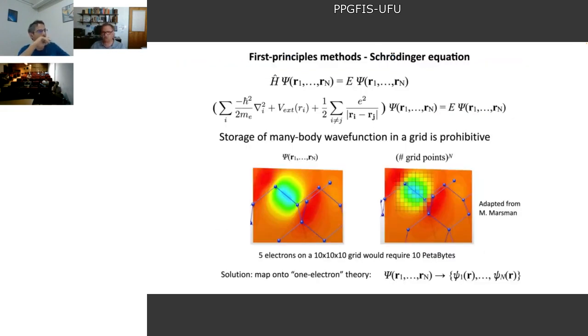First principles means we start from the basic quantum mechanics equation. It's easy to write. You can just use a page, you can write it down. However, you cannot solve it that easily, especially because of the electron-electron interaction, the term here in the middle. If you try to solve it by brute force, in a numerical way on a grid, you realize that to describe 5 electrons on a 10 by 10 by 10 grid would require 10 petabytes. So you cannot do that. You need either an approximation or a different route than the brute force approach.